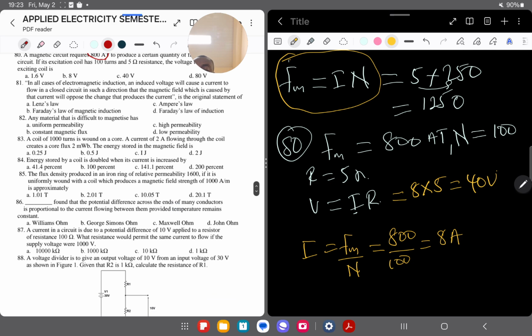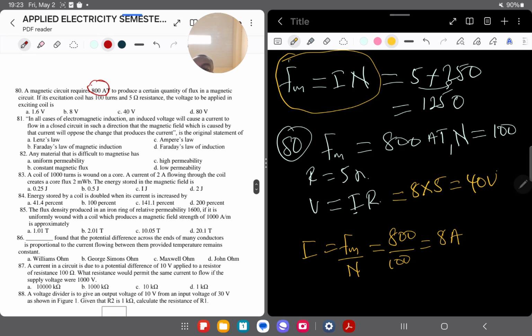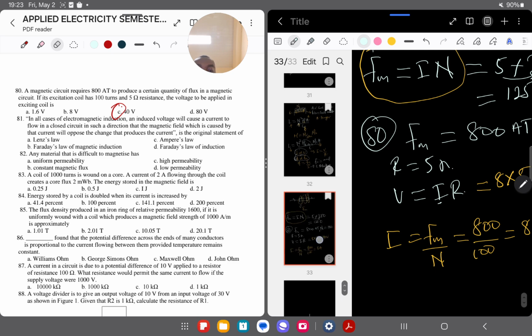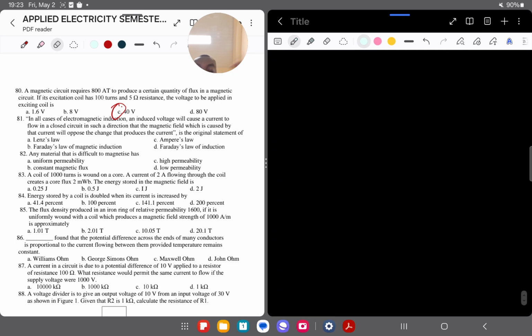So you see that the answer here for question 80 is what? 40 volts. So we get the answer here to be C. Now moving on to the next question that we have.